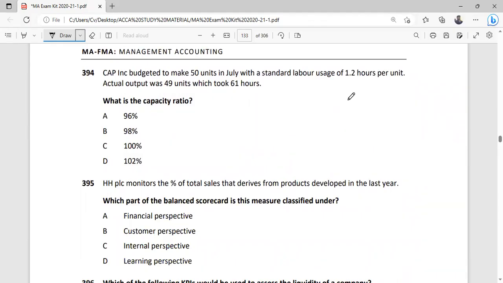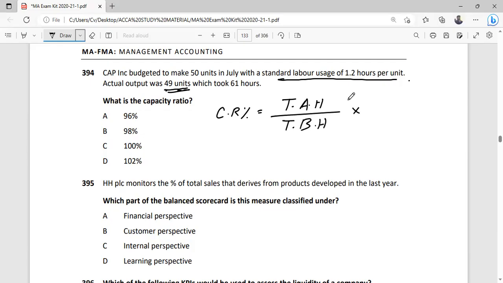CAP Incorporation budgeted to make 50 units in July with standard labor usage of 1.2 hours per unit. Actual output was 49 units, which took 61 hours. So what is the capacity ratio? Capacity ratio is equal to total actual hours divided by total budgeted hours into 100. Actual hours are 61, divided by budgeted hours per unit is 1.2 and units are 50.